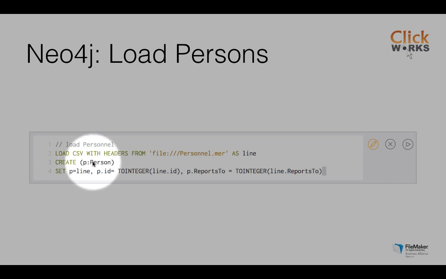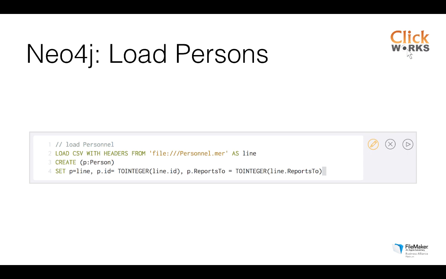Next, I'm creating new nodes of type person. And to create the nodes from each line of my CSV file, I simply say SET p, my person node, equals line. So every line in my CSV file will become a new person node, and the properties of the person will be defined based on the columns in my CSV file. So it's not that difficult. The only special thing going on here is the conversion to integer. So I'm converting both the ID and reports-to keys to integer.